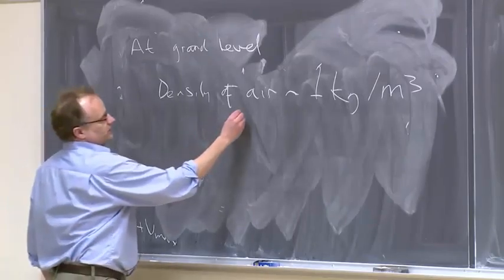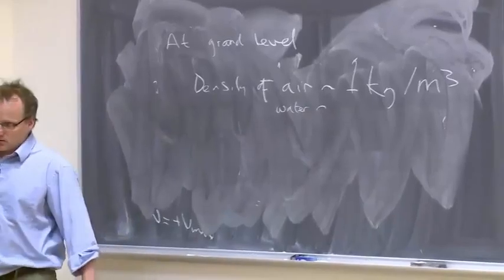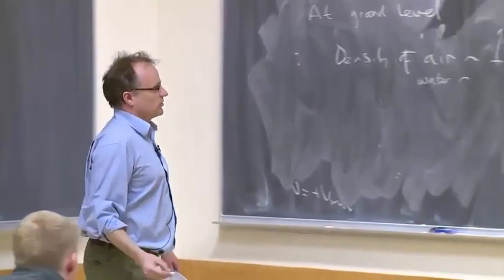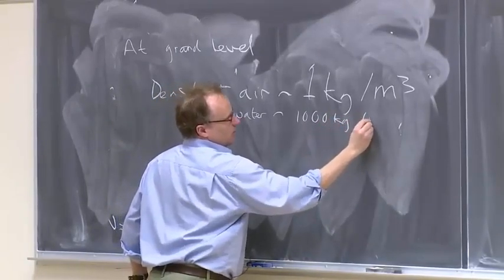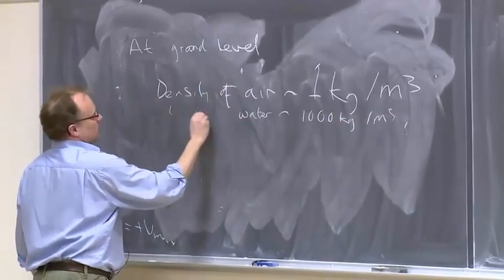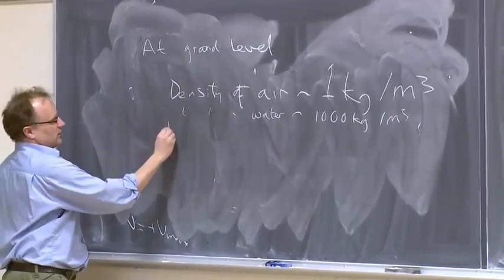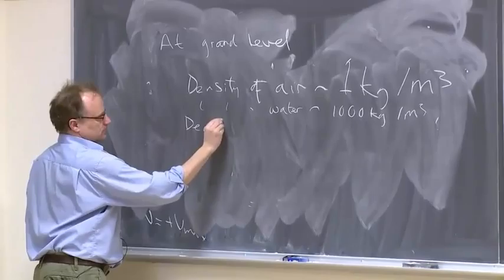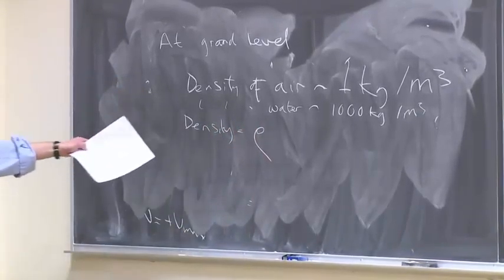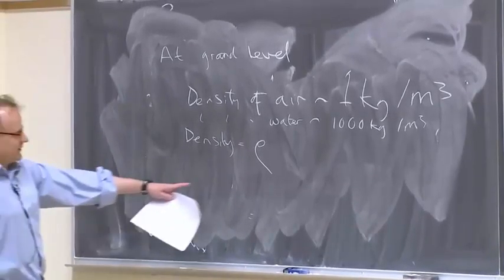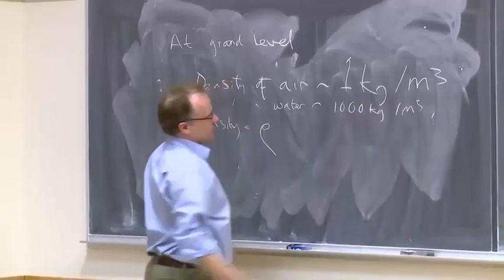if you have water, water is about 1,000 times more dense than air. So water is about 1,000 kilograms per meter cubed. This is density. The symbol that we use for density, by the way, is the Greek letter rho, like a p, but with a bent tail. It has units of kilograms per meter cubed.